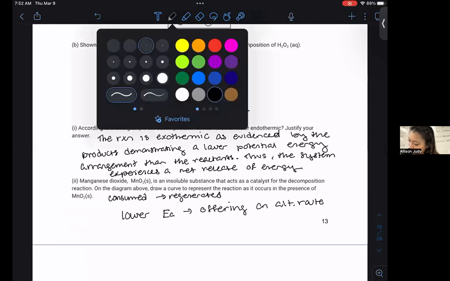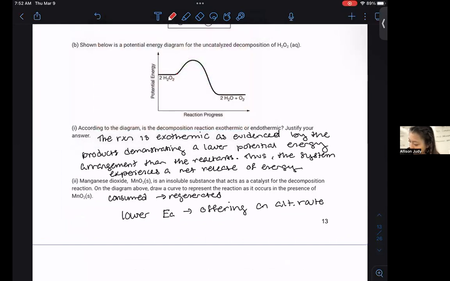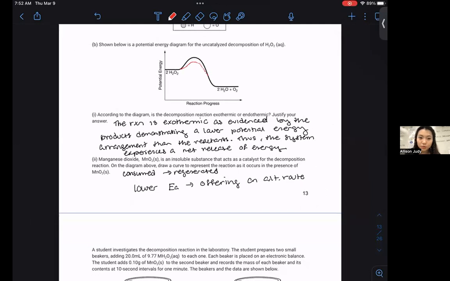So what you might do is, while the reactants stay the same, your overall activation energy would be lower, but it would still lead to the same product arrangement. So that's the same product potential energy. All right, moving on.